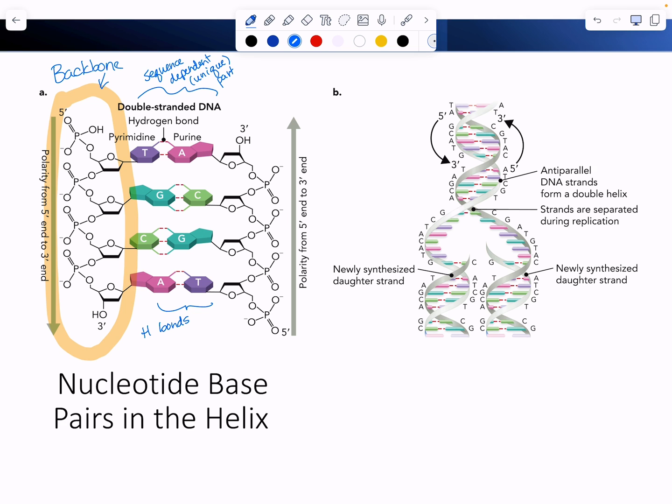So hydrogen bond formation is geometry dependent, and that is how we get specific base pairing rules.